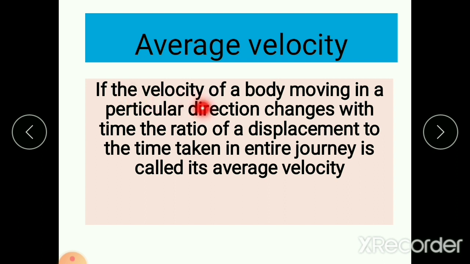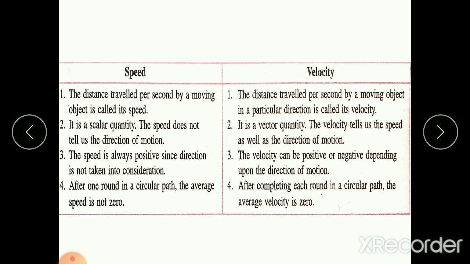Next we'll see average velocity. If the velocity of a body moving in a particular direction changes with time, the ratio of displacement to the time taken in the entire journey is called its average velocity. So average velocity is equal to displacement by time taken.